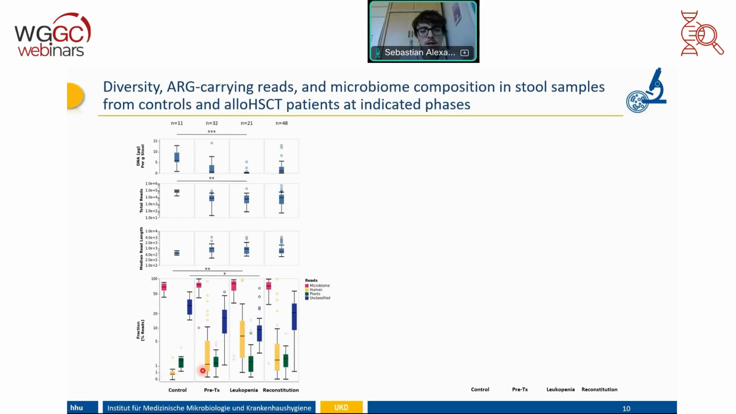We found a constant amount of plant DNA, which was nearly the same fraction for all phases and also for our controls. This was mainly from food intake, so we found tomato and so on. So we excluded this from further analysis because it was not really part of the microbiome.